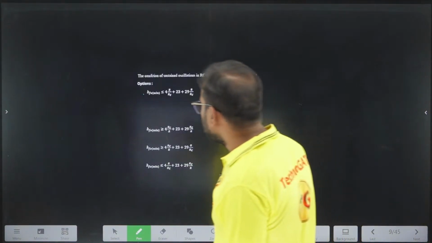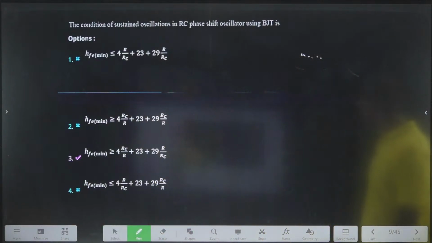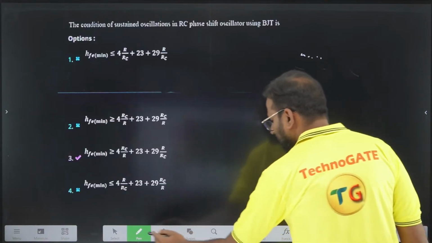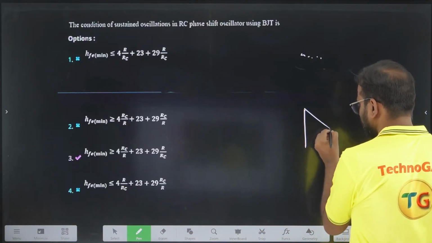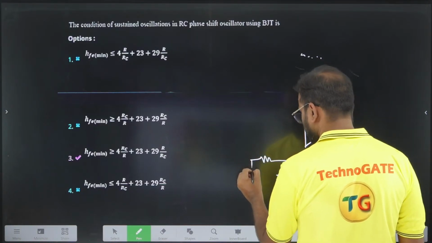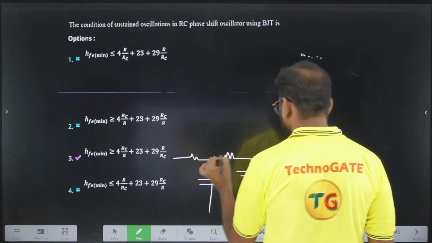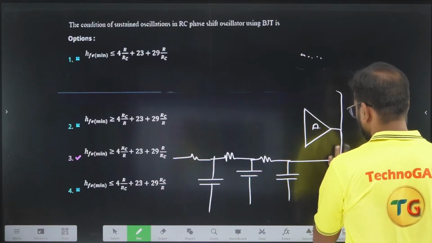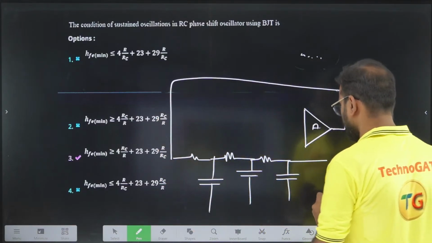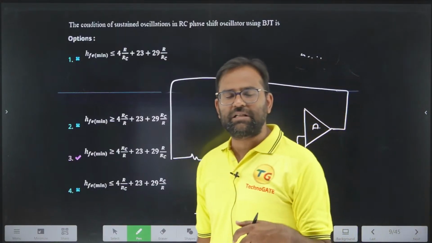Let's go to the next question. What does the next question say? The condition for sustained oscillation in an RC phase shift oscillator. In an RC phase shift oscillator, you have 3 RC stages. Let me draw it. There are 3 RC stages and every stage provides a phase shift of 60 degrees.